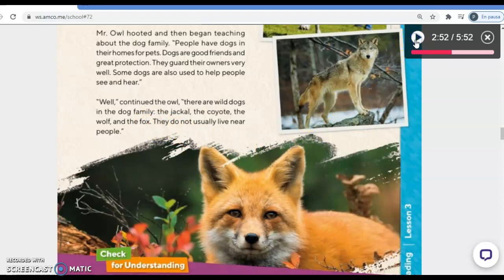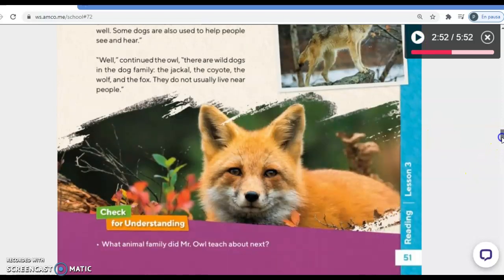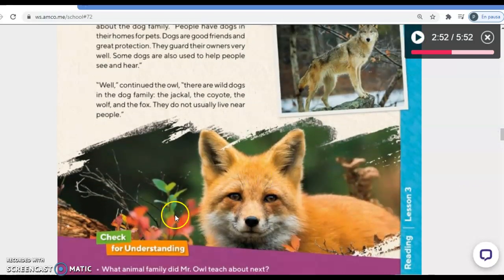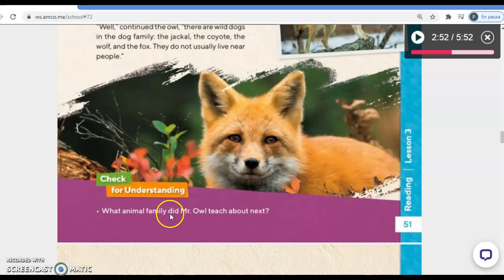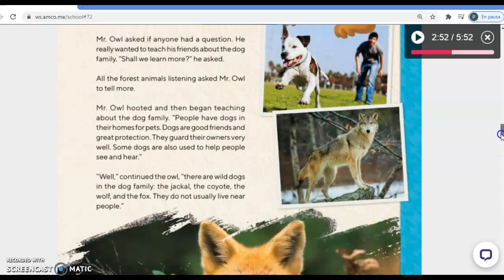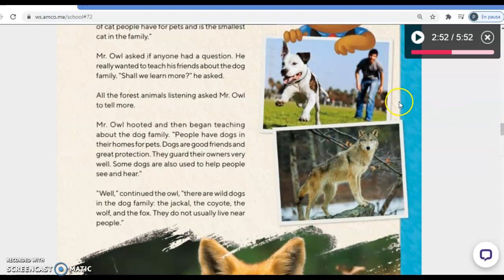Okay, excellent. Now we are going to check for understanding. What animal family did Mr. Owl teach about next? Yes, you got it. He was talking about the dog family.